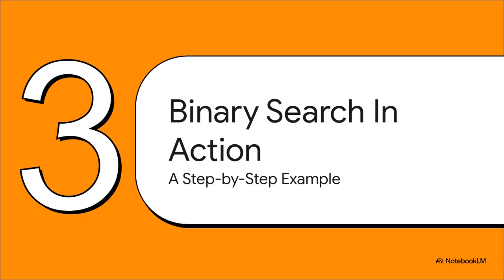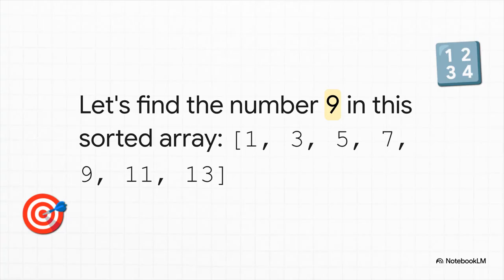Okay, talking about it is one thing, but seeing it in action is where it really clicks. So let's walk through a super quick example. All right, here's our mission, should we choose to accept it. We're looking for the number 9 inside the simple sorted array. Now, if we did this the slow way, a linear search would take what? 1, 2, 3, 5 steps to find it. Let's see how our hero binary search does.